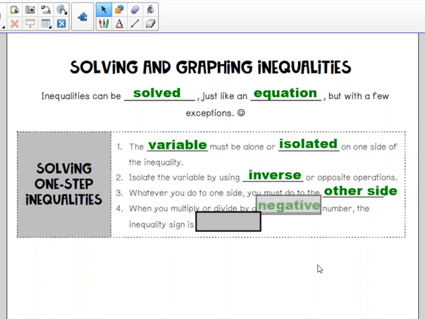And when you multiply or divide by a negative number, the inequality sign gets flipped. Now, to be honest, this one's not really going to pop up in this lesson, but this is true. And it will happen more so in 7th grade content than it will in 6th grade content. But it is definitely true, all right? So we're just not going to really see it in action this lesson.